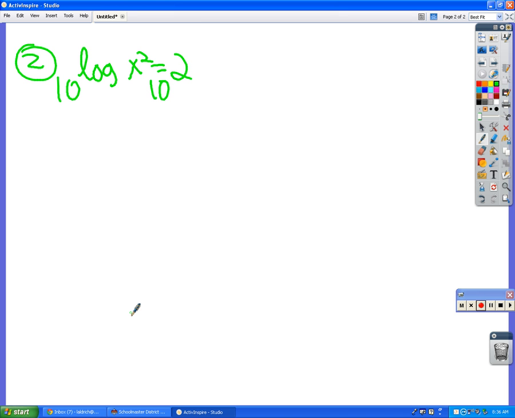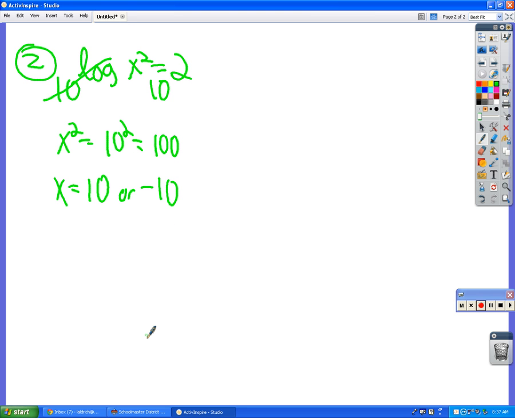So the 10 and the log cancel. So x squared equals 10 squared, which is 100. So x equals 10 or negative 10. So that one has two answers, so that is nice and easy. Okay?